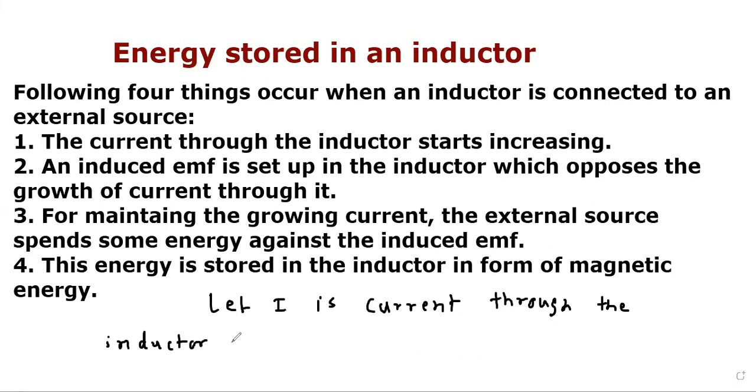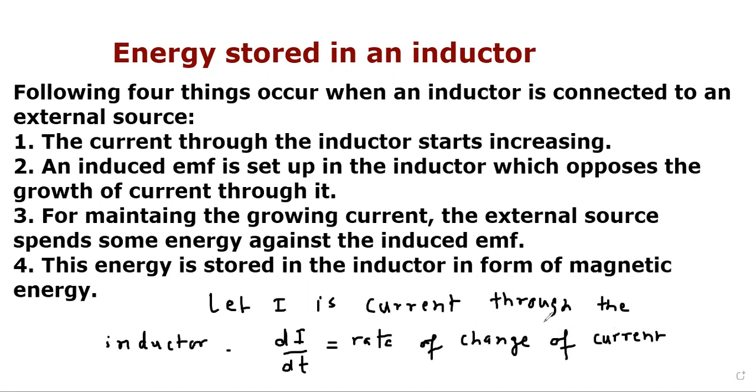Now, the rate of change of current is dI by dt. This is the rate of change of current. We know that induced EMF E is equal to minus L dI by dt. Now, work done against the induced EMF in a small time dt.